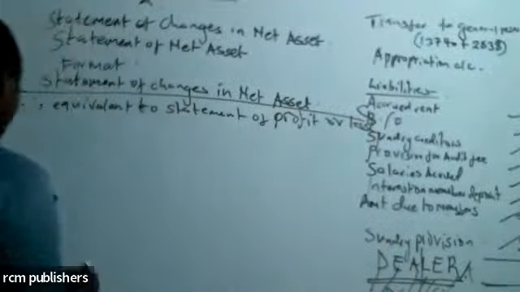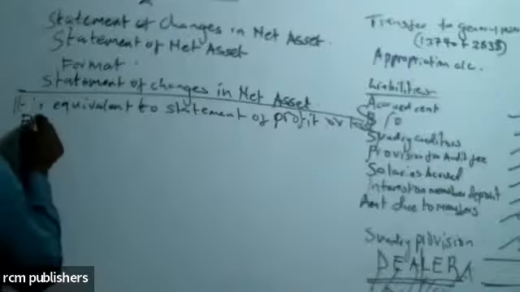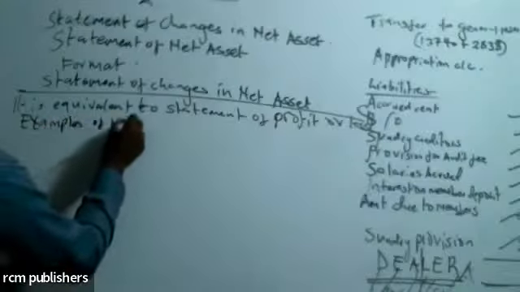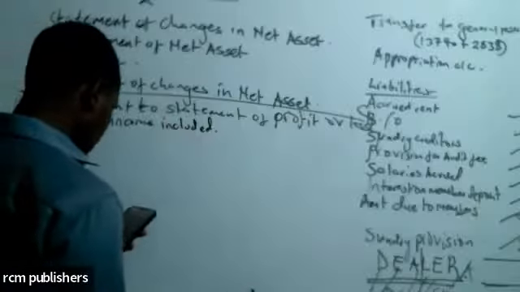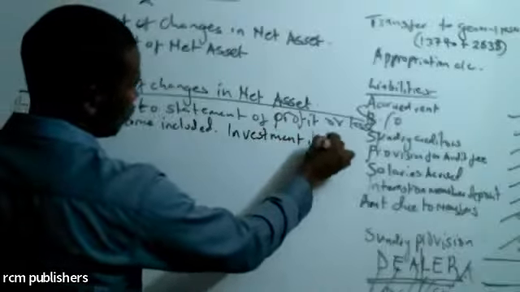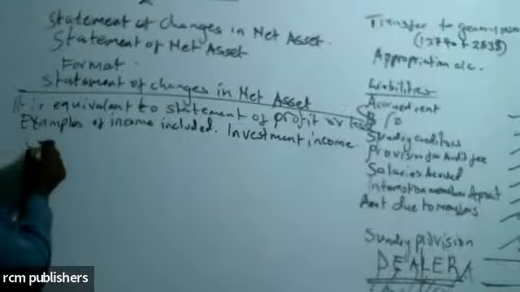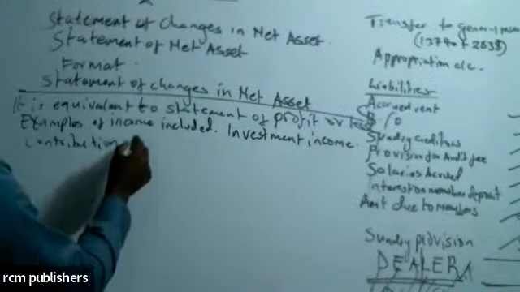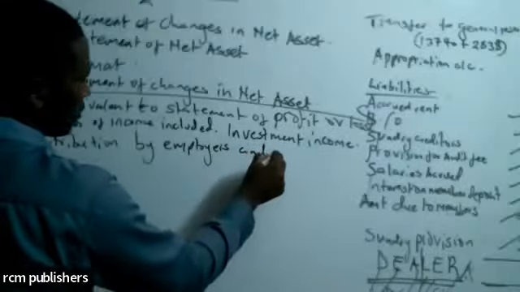So examples of income included are: investment income, which is what I invest or get, and then another one here we call contribution, contribution by employers and employees. Those are some of the income.